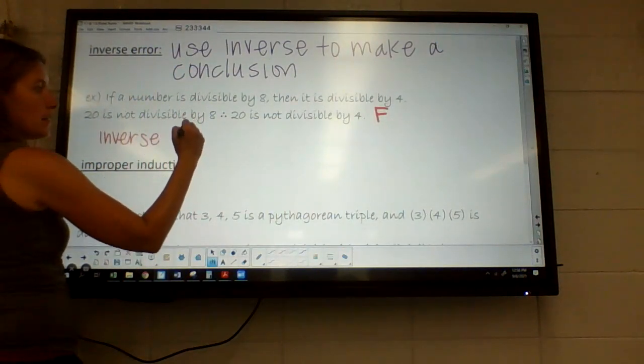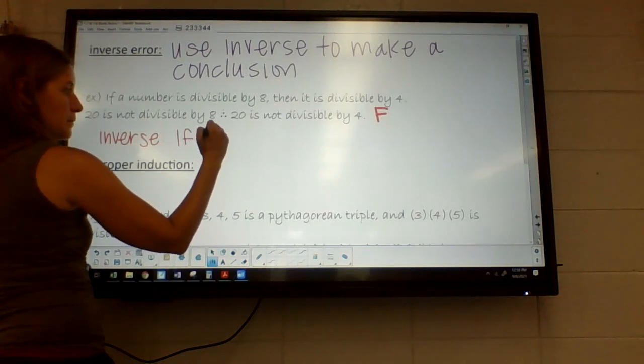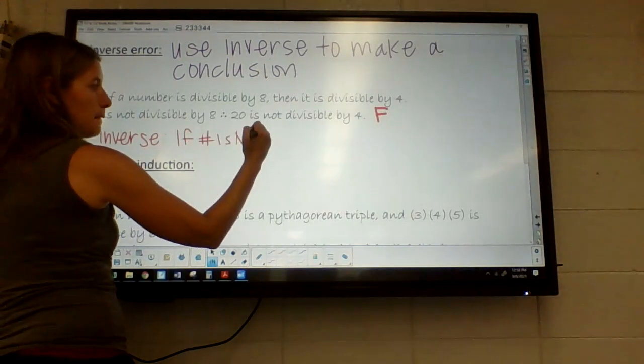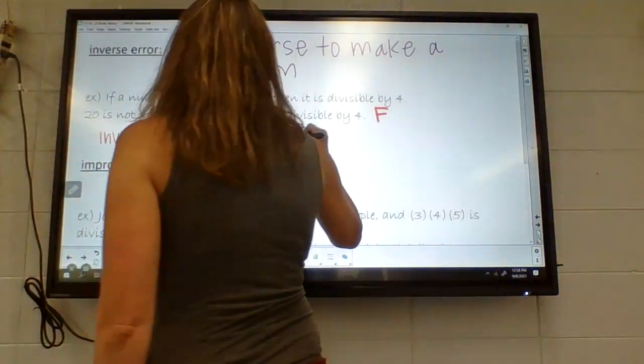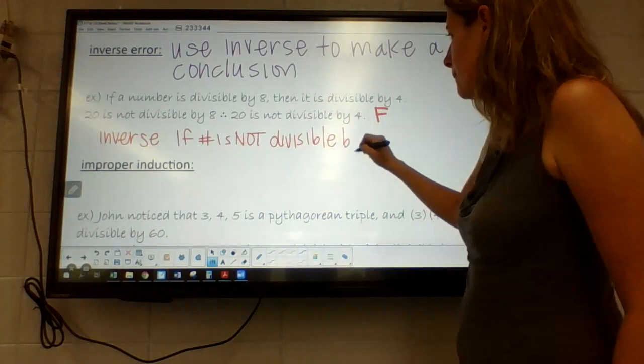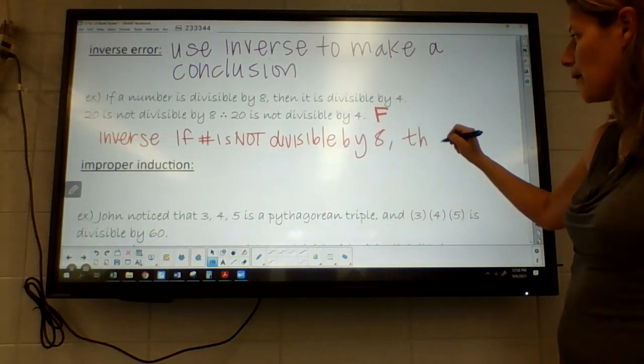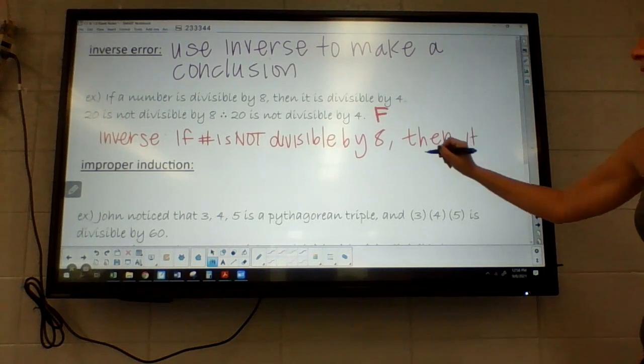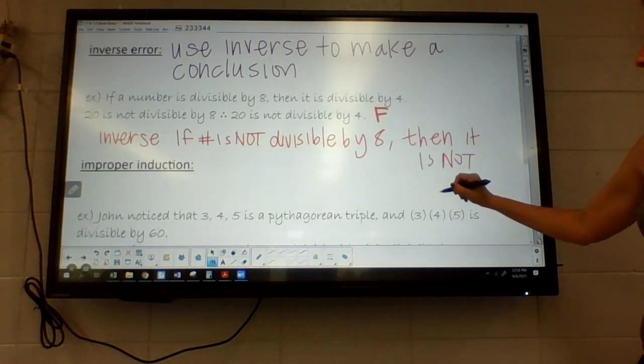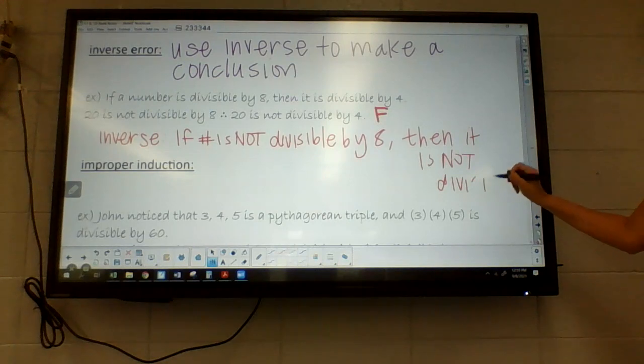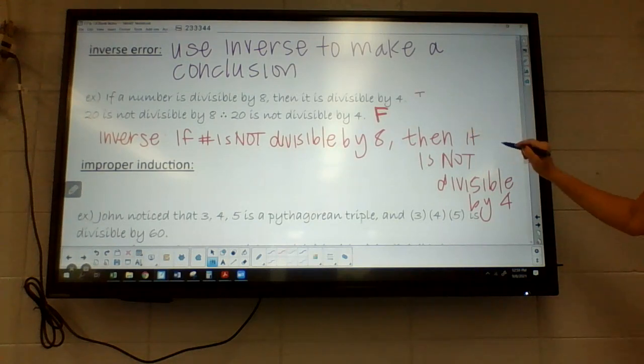is: if a number is not divisible by 8, then it is not divisible by 4. That's the inverse of that statement. So this is a true statement. This one's false. So since the top one's true, we can't assume the inverse of that statement would also be true.